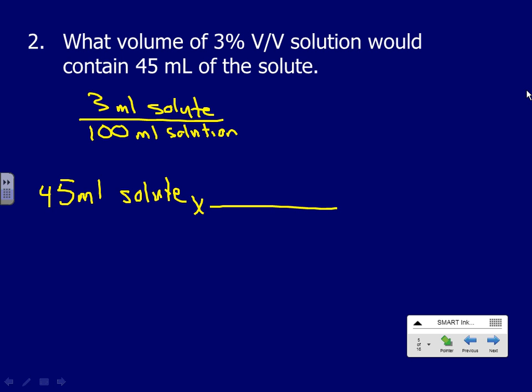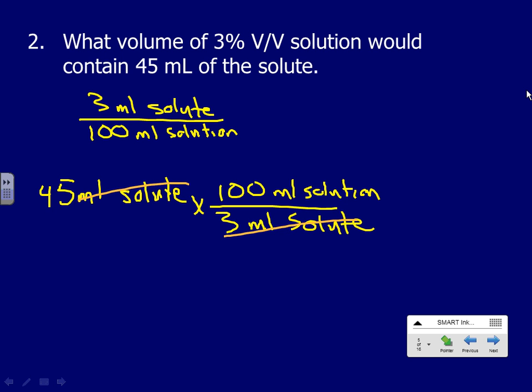So I can get rid of it. The 3 milliliters of solute. 3 milliliters solute, 100 milliliters solution. Milliliters of solute cancels out. I'm left with milliliters of solution, which is what I wanted.